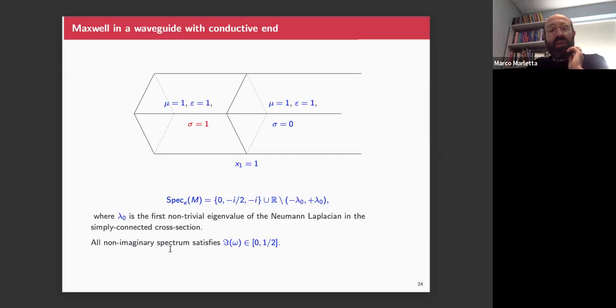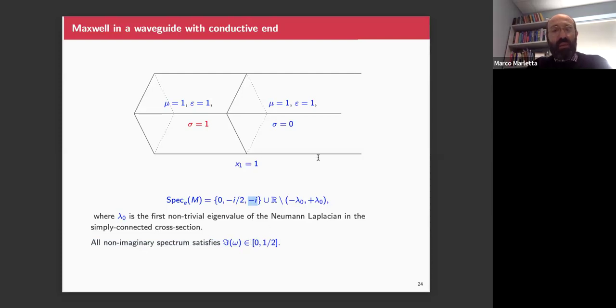And you'll notice that, you can prove that all the non-imaginary spectrum has imaginary part, this should be a modulus here, between 0 and minus a half. You can see in this case there's one point where the imaginary part of the spectrum can be smaller, but all the non-imaginary spectrum lies in this set here.